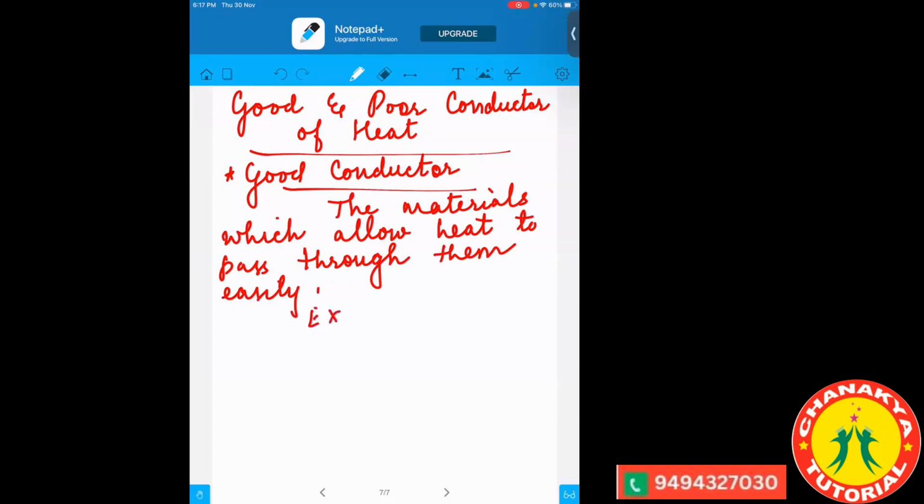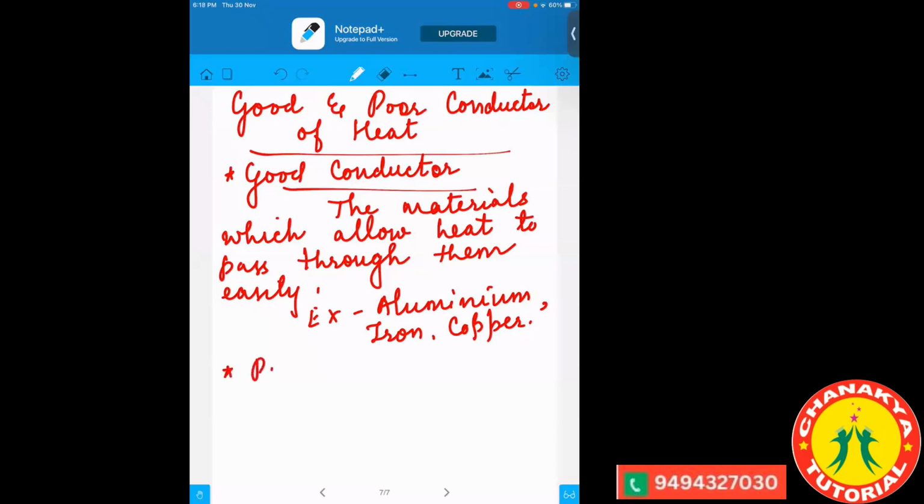For example, aluminum. You might have seen in the kitchen that mothers use vessels which are made up of aluminum, iron or copper. And you might have seen when mothers are ironing the clothes, that iron is also made up of iron only. So that is how the heat transfers very, very soon from that.